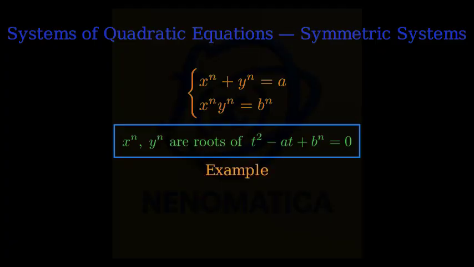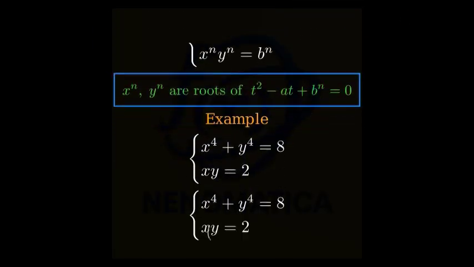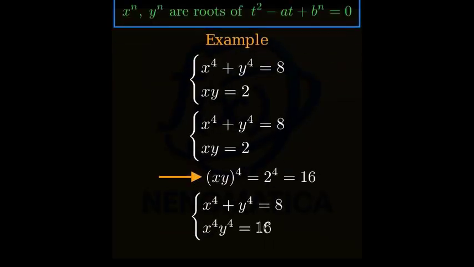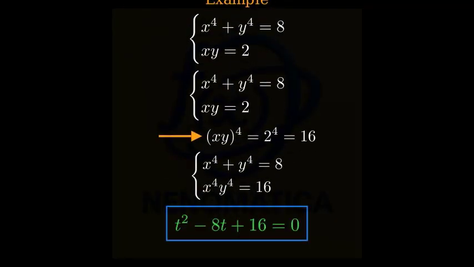Example. We will now apply the exact same algorithm to the following system. The system is x to the 4th plus y to the 4th equals 8, and x times y equals 2. To match the 4th powers, we raise the product xy to the 4th power. Since xy equals 2, we get (xy) to the 4th equals 2 to the 4th, which is 16. Now our symmetric 4th power system is x to the 4th plus y to the 4th equals 8, and x to the 4th times y to the 4th equals 16.